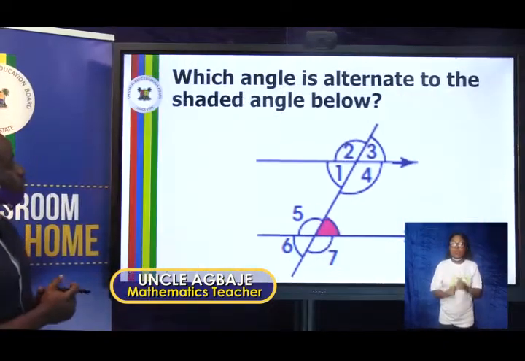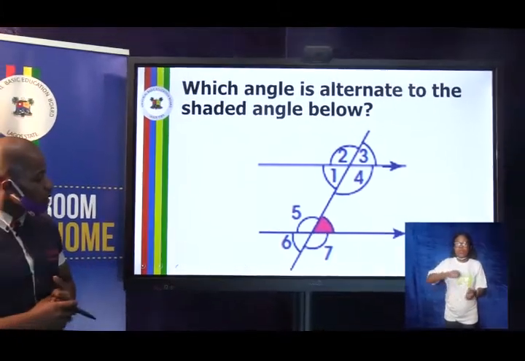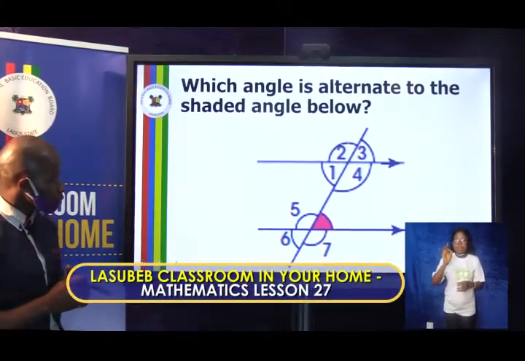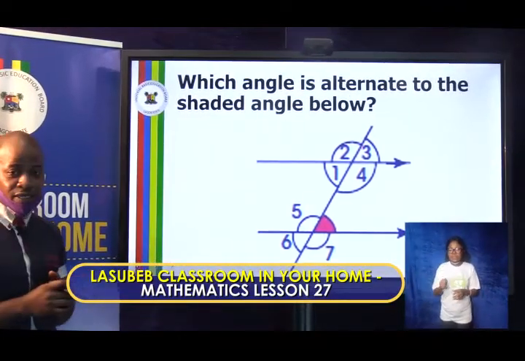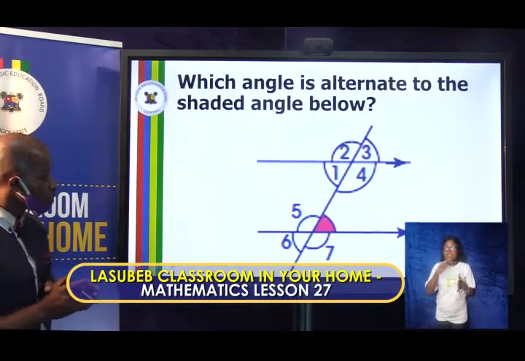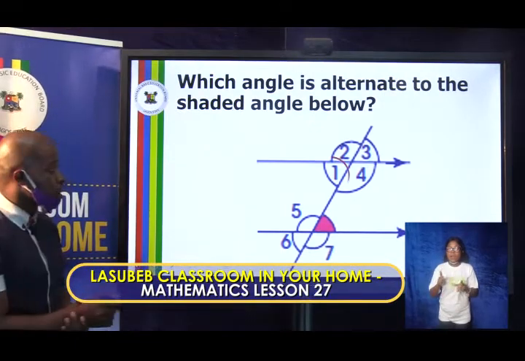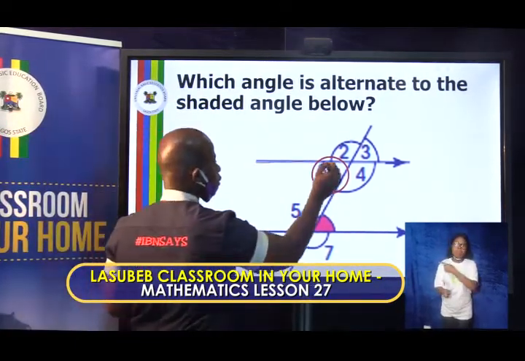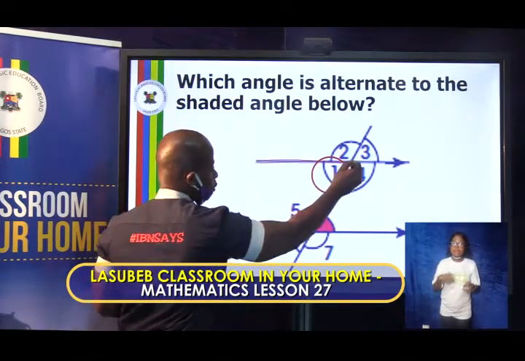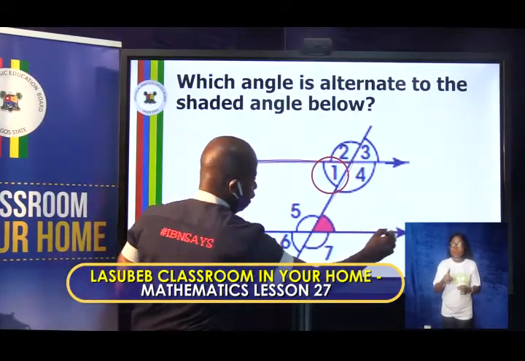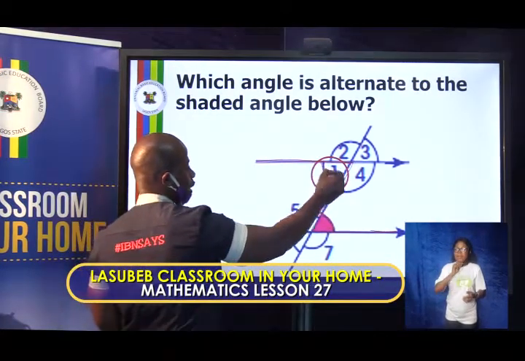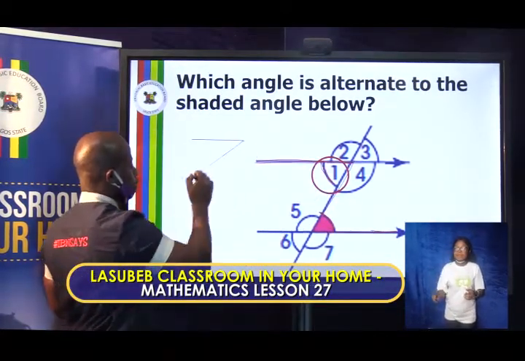Let's see whether you get this one right. Which angle is alternate? This one should be easy for you. Find the Z, and the Z is rightly positioned. It is angle 1. Let's see why. Because this is the Z. And so, if one angle is inside this elbow, the other one will be inside the other elbow, like this.